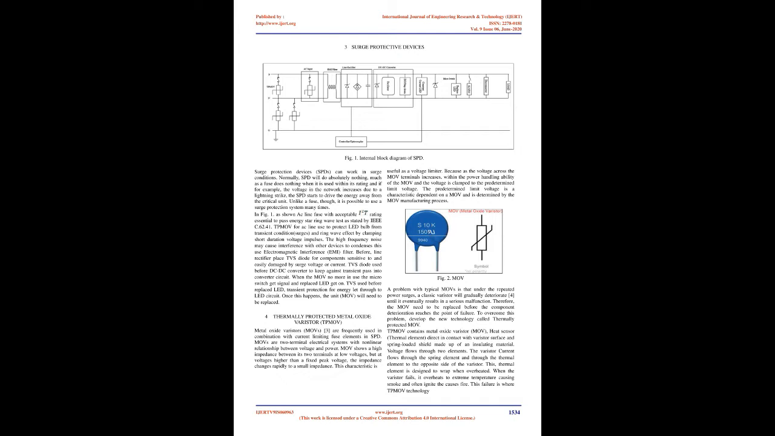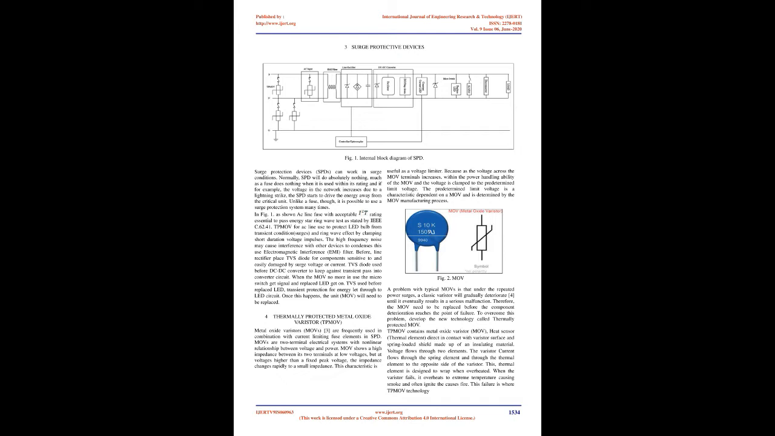High-frequency noise may cause interference with other devices. This is reduced using an electromagnetic interference, EMI, filter. Before the line rectifier, a TVS diode is placed for components sensitive to and easily damaged by surge voltage or current. A TVS diode is used before the DC-DC converter to keep transients from passing into the converter circuit.